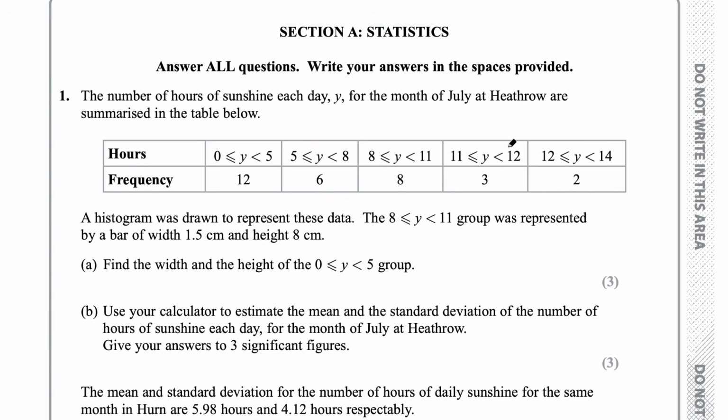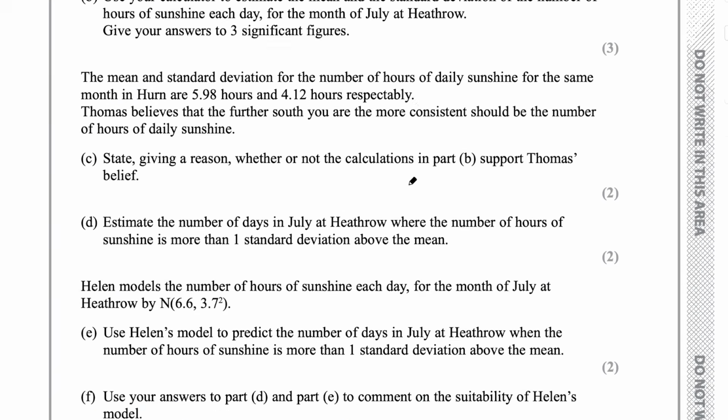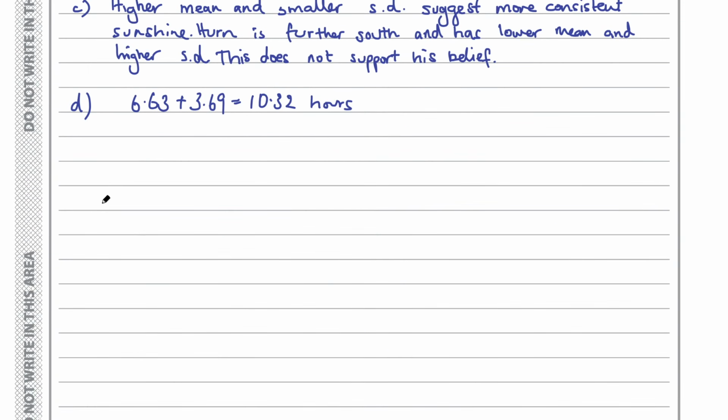So these groups are 11 to 14. 5 days fall in those two groups. But we don't yet know the proportion of days in this group above 10.32. So that's the next thing we're going to have to work out. To do that, we take the maximum in that group, which is 11, subtract 10.32, and divide by the width of that group, or how many hours in that group. So 8 to 11, that's 3 hours. So that will give us the proportion above 10.32 in that group.